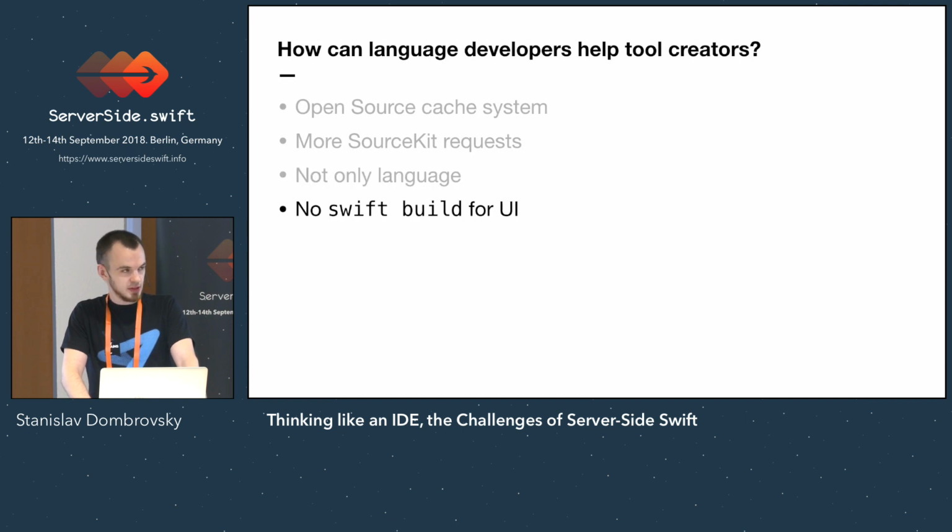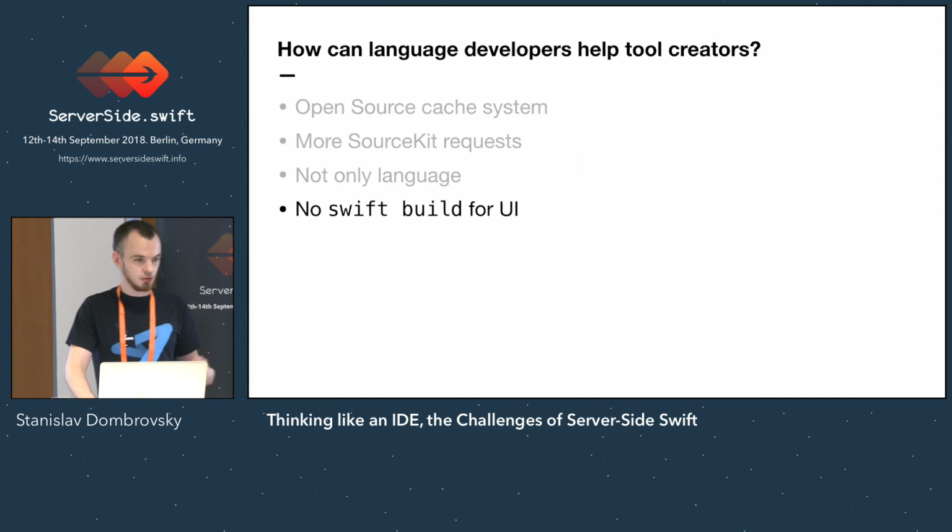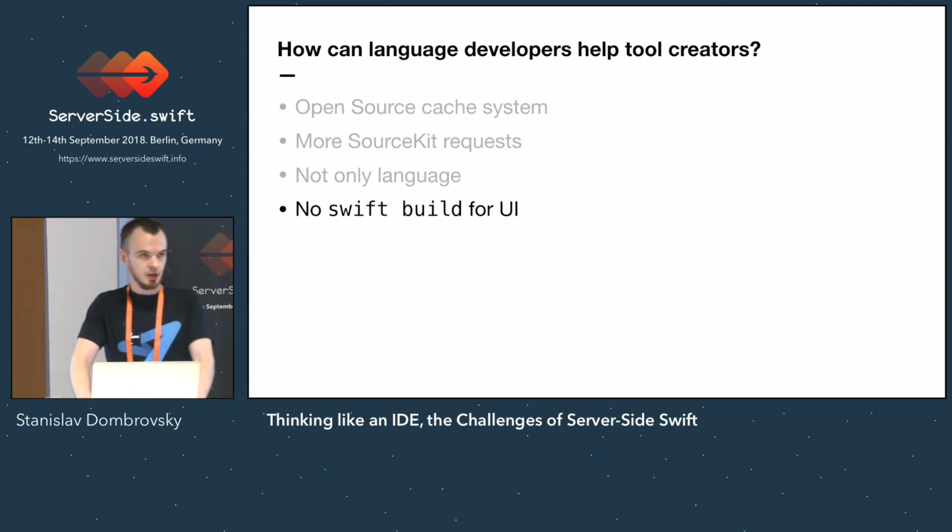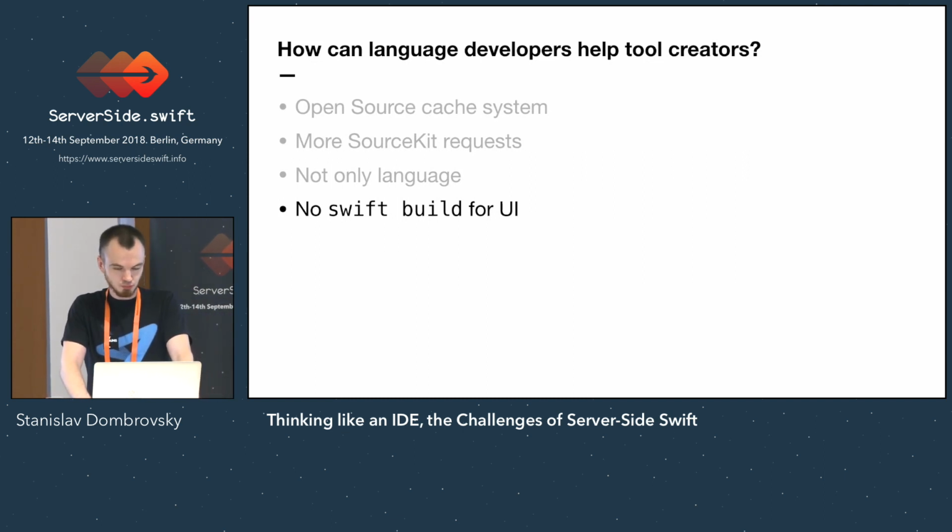Also, one of the suggestions is to decouple all the actions required for building the UI, such as displaying tests, maybe building the list of the build phases from the Swift build. So for now, to list tests, you need to first build the project. And that's not that great.